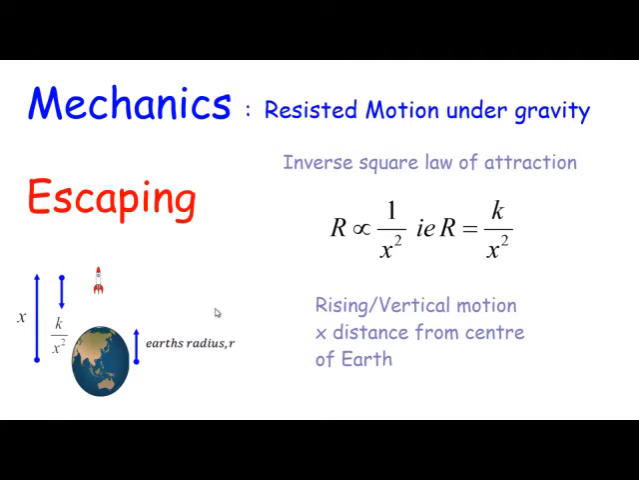Now, the inverse square law basically states that the resistance, if you like, is proportional to 1 on x squared. This is the force, obviously. Now x is the distance from the center of the sphere. You can see here R is equal to k on x squared, and k is sometimes referred to as the strength of the center, and we are going to be working out what k is and looking at escape velocities in a second.